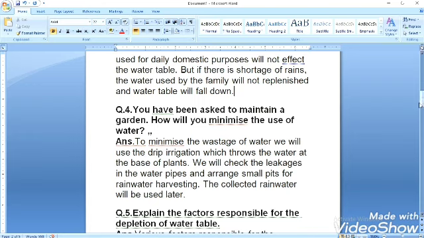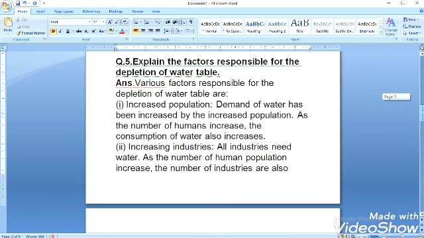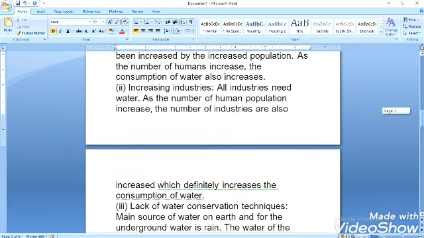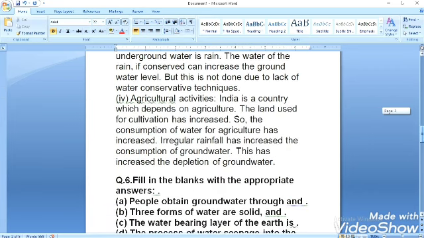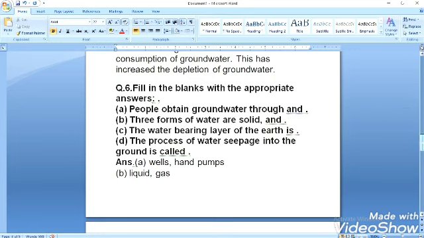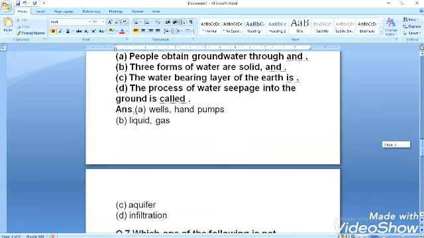Fifth question, explain the factors responsible for the depletion of the water table. This is discussed in our class. Three factors: increased population, increasing industries and agricultural activities. Okay, next question, fill in the blanks with the appropriate answers. People obtain groundwater through dash and dash. Yes, wells and hand pumps. Three forms of water are solid, liquid and gas. The water-bearing layer of the earth is what? Yes, dash, aquifer. The process of water seepage into the ground is called infiltration.